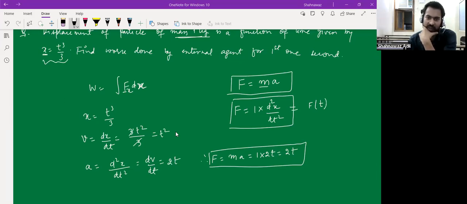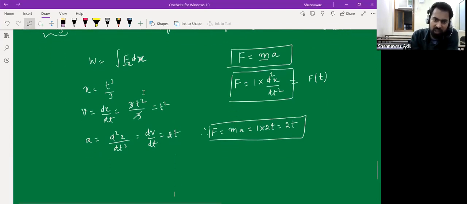Again, we are calculating the work done, right? Work done is a scalar quantity, so your answer cannot be in some unit vector form, right? So let's put those values in here. Your force is 2t, right? So your work done is what? 2t, and this is dx.